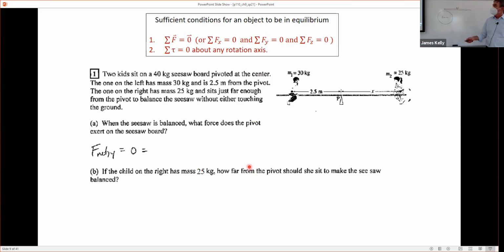But if I want to figure out the force of this little triangle pivot here on the board, how hard does it have to push up on the center of the board when it's balanced? How could I calculate that? And then how far away from the center does the child on the right have to sit?